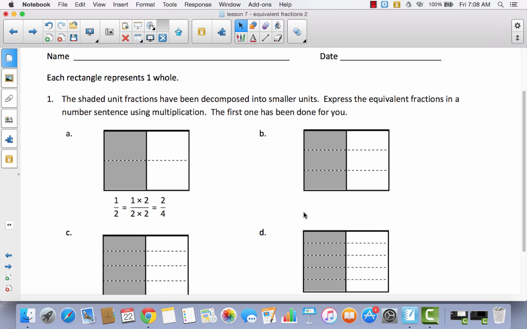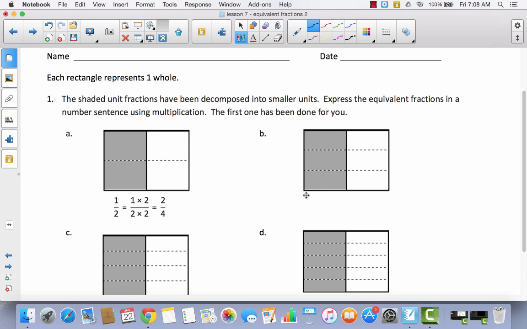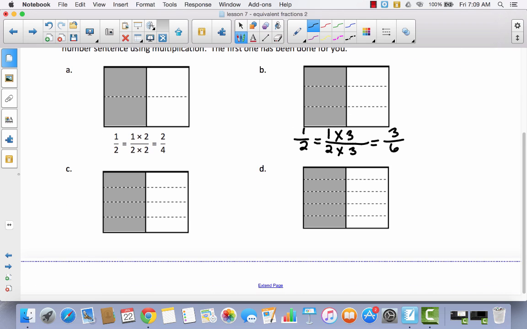All right, so let's talk about B for just a second. So first of all, take a look at this area model and determine what was the original fraction. Look at it without the dotted lines. So hopefully you were able to determine that this began as 1/2. So let's go ahead and write 1/2. All right, so now what could we multiply the numerator and the denominator by to get this equivalent fraction? Well, it went from 1 out of 2 to 3 out of 6. So we're going to multiply the numerator and the denominator by 3, which gives us the new fraction, which is 3/6.